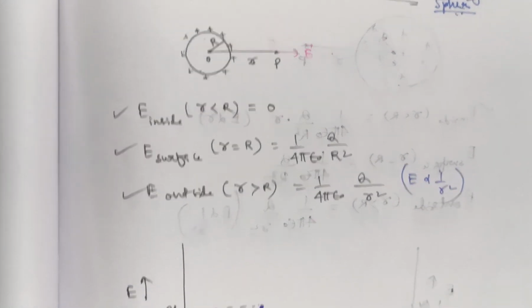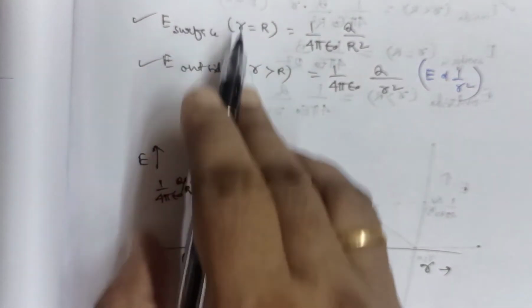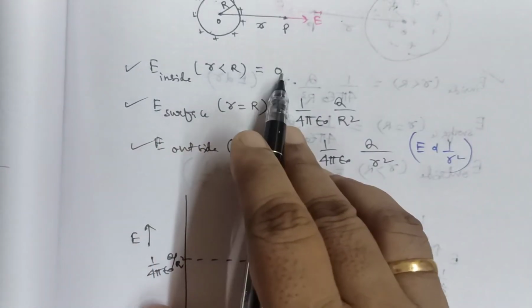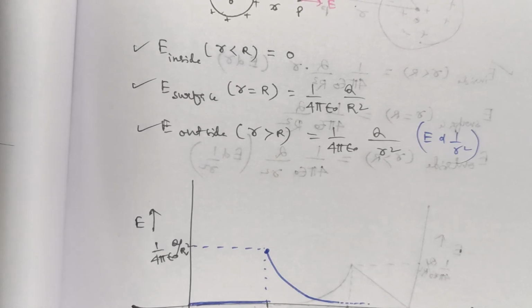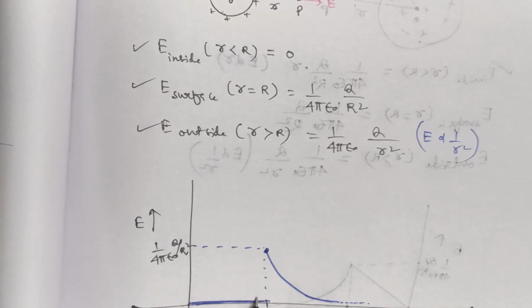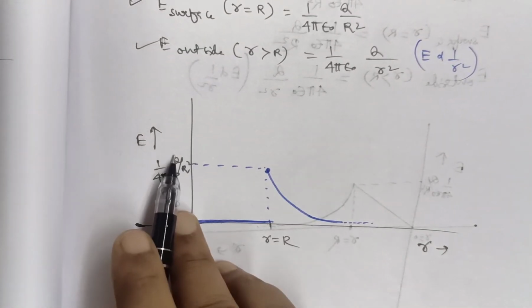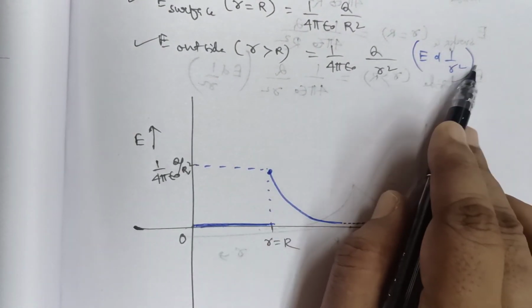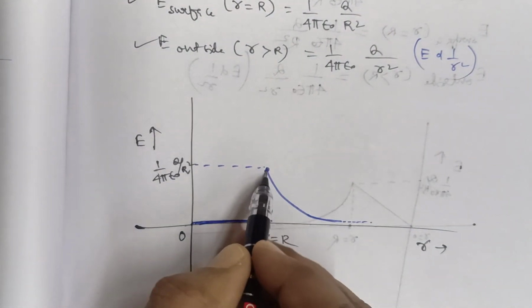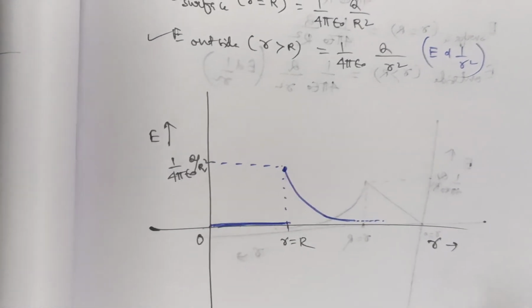How can you remember this graph? Up to R, intensity is 0, because you have written intensity inside is 0. So the graph will be along the x-axis. When it touches R, the graph shifts upward. That means this is a discontinuous graph. And this reading is 1 by 4 pi epsilon 0 q by R square. Then outside the sphere, it depends upon 1 by r square, so it decreases in a curved manner. So this is the graph you must remember, this is for the hollow charged spherical shell.